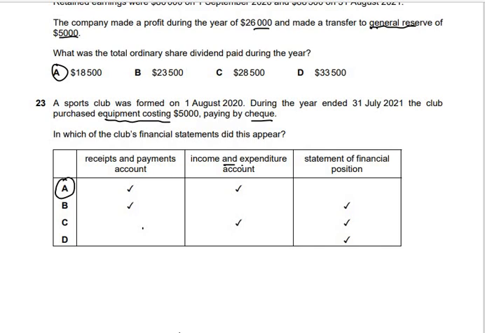So the answer is A. All right. Wait, no, sorry. The income statement is not included. The answer is B. The receipt and payment, and there's no income statement, and the statement of financial position.